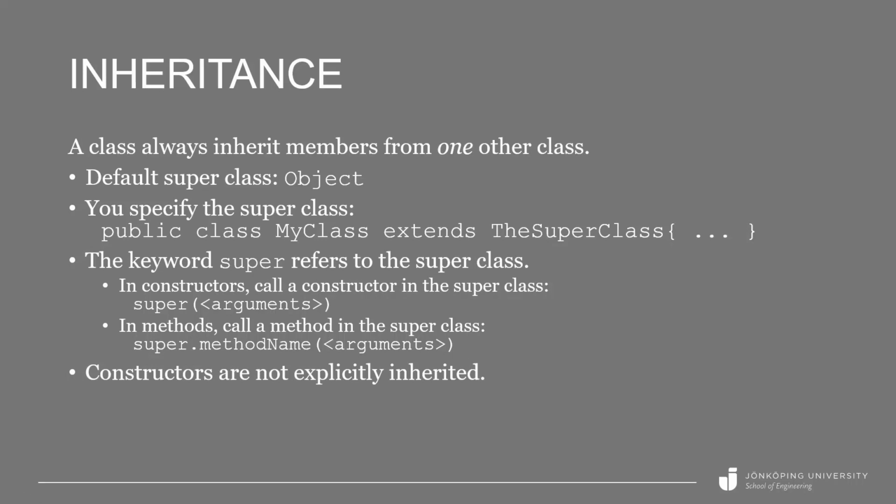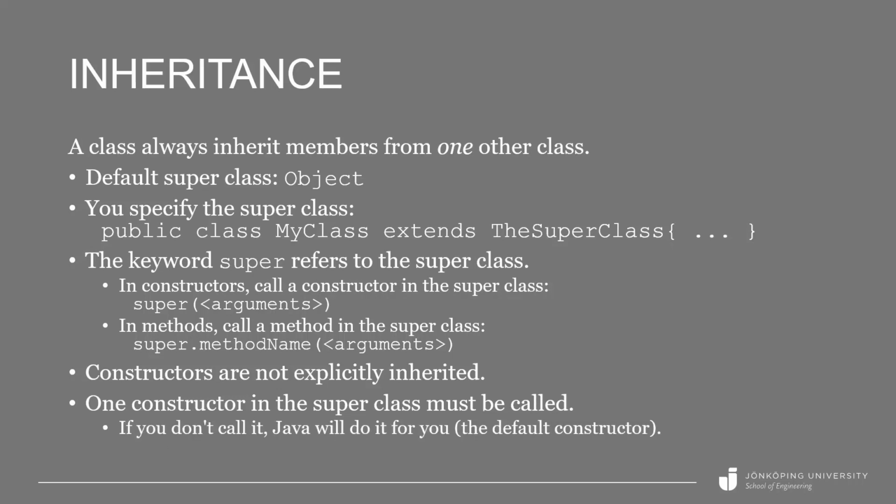Constructors are not explicitly inherited. What I mean by this is that if we create a base class that inherits from a superclass, then in our base class we can call the constructors in the superclass as expected. But if a user creates a new instance of our base class, they must do so through constructors in the base class. They can't use the constructors in the superclass. And in the constructor in our base class, we must call a constructor in the superclass. If we don't do this, then Java will do it for us, and it will call the default constructor in the superclass.